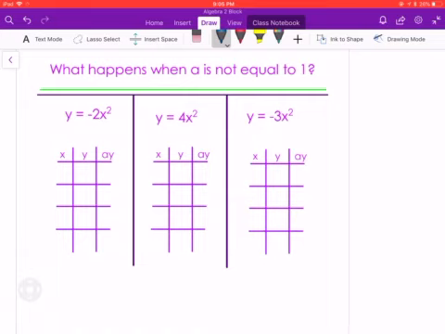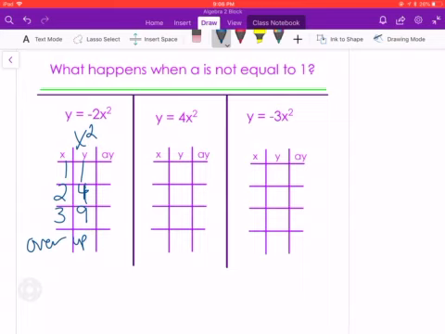When we have a different a value, we're going to use the same general pattern: 1, 2, 3, 1, 4, 9. This is just x squared: 1 squared, 2 squared, 3 squared. So we'd go over 1, up 1, over 2, up 4, over 3, up 9. Now, if a is -2, that would change the shape of the parabola.